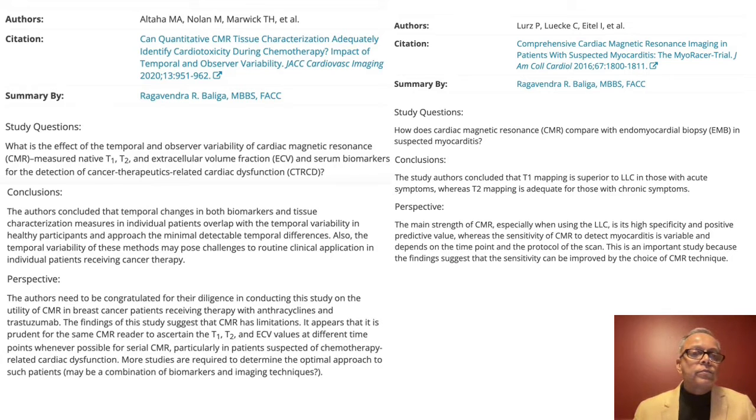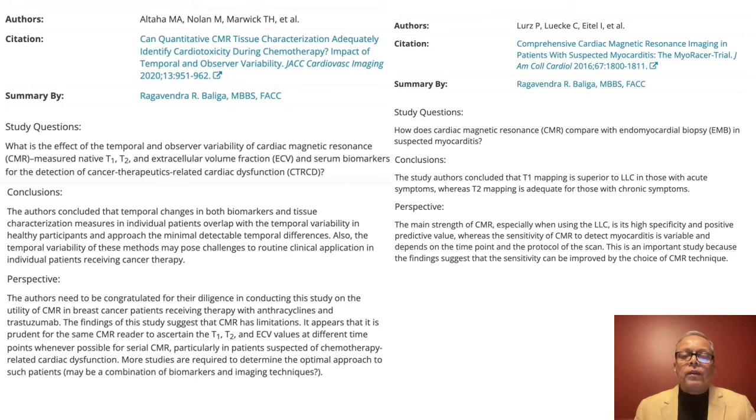Another study, which was recently reported in JACC Imaging, found that MRI has limitations. It appears that it is prudent for the same reader to ascertain the T1, T2, and the ECV values, the extracellular volume values, at different time points whenever possible for serial imaging, particularly in patients suspected of chemotherapy-related dysfunction.